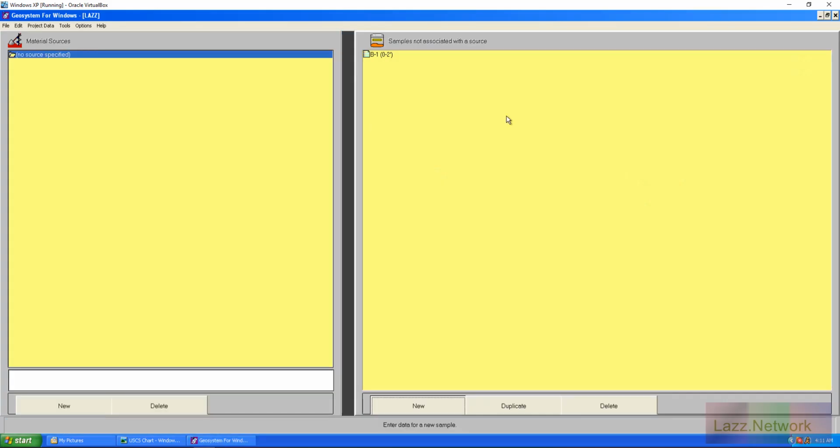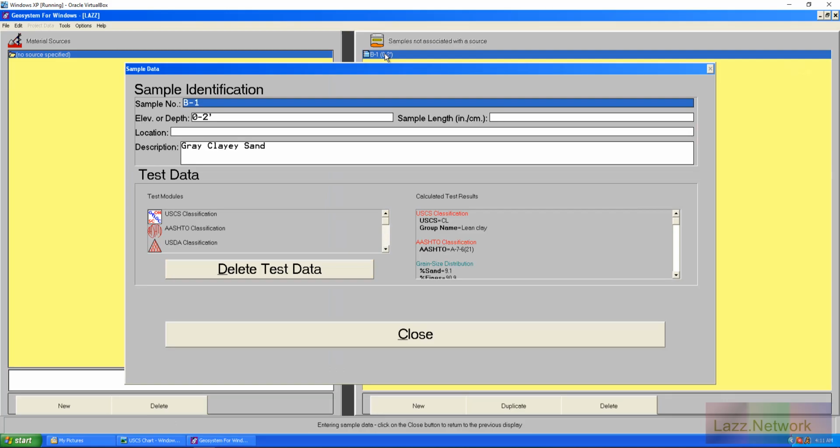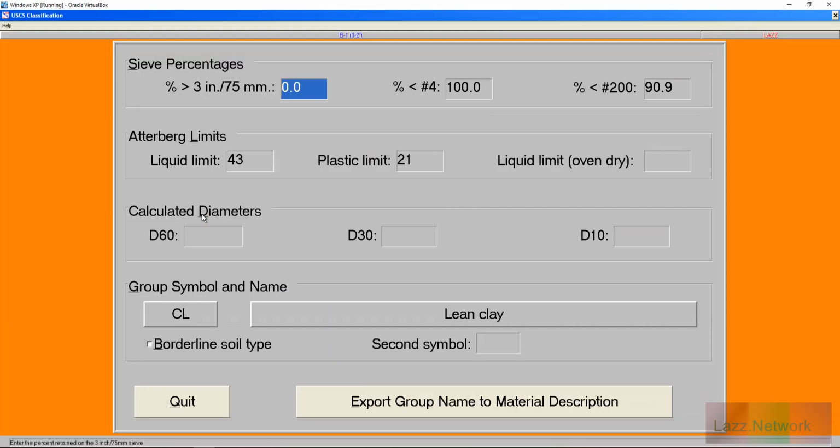I know we've already seen, for example, B1 and whatnot. If we check out our unified classification system, we can see automatically, because we already have a sieve analysis, that we have nothing retained on our 3-inch sieve, 100% passing our number 4. We have 90.9% on our 200. We have a liquid limit of 43 and a plastic limit of 21. Our liquid limit oven dry is if it was organic, then you would do an oven dry liquid limit.